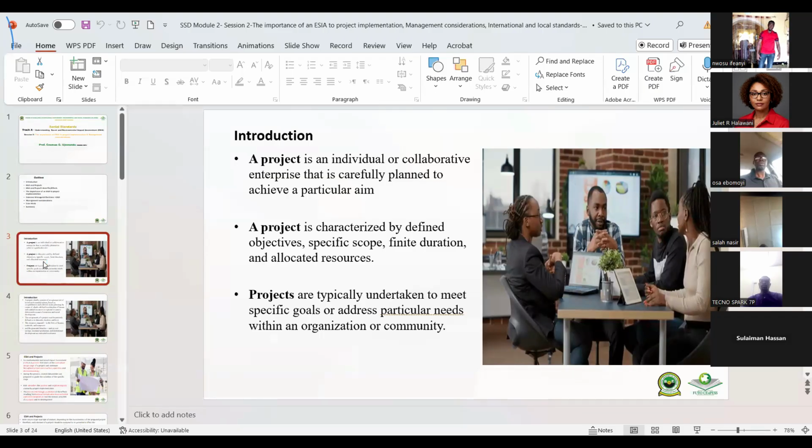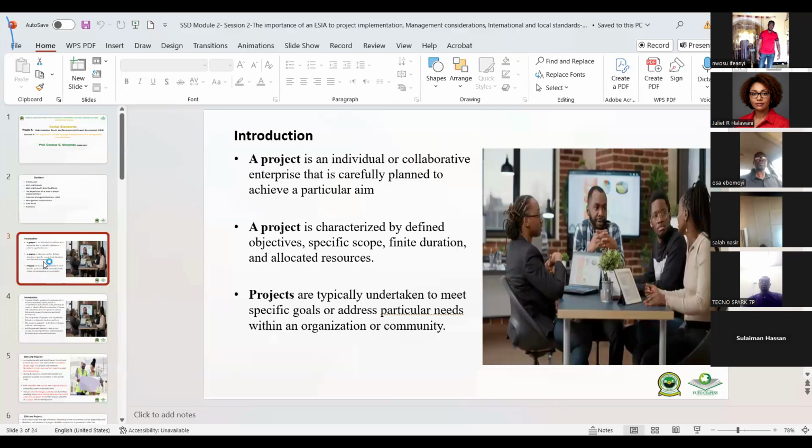And as a project manager, your intention will be to always start your project very well, continue your project, which is the implemented operational period, and also end very well, which is the decommissioning stage. So projects are typically undertaken to meet specific goals.